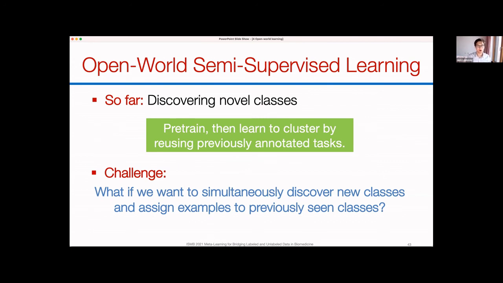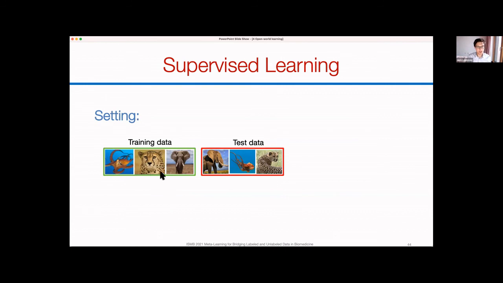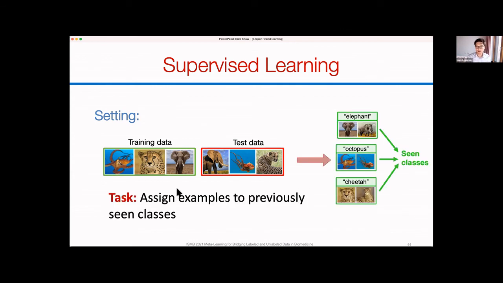The way you can think of this is, let's say in terms of species classification, because it's easy to understand. In supervised learning, we are given training data. We say here are instances of, I don't know, octopuses, cheetahs, and elephants. And then we are given some images, and we know that we are only given images from these three species, and we have to decide for each image which of these three classes it belongs to. Basically we want to assign it to an elephant, octopus, or cheetah, and we know that it's one of the three classes, and we cannot see some other animal in the test set.